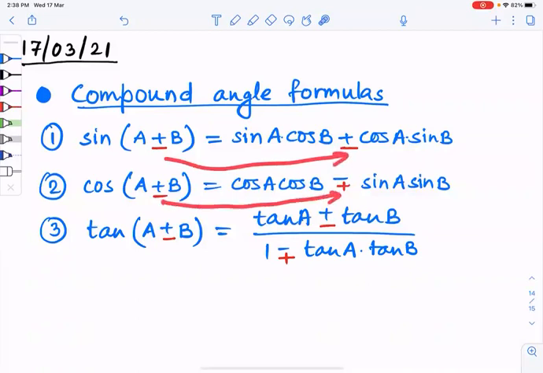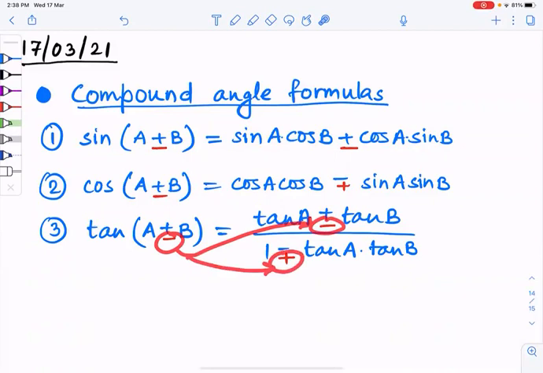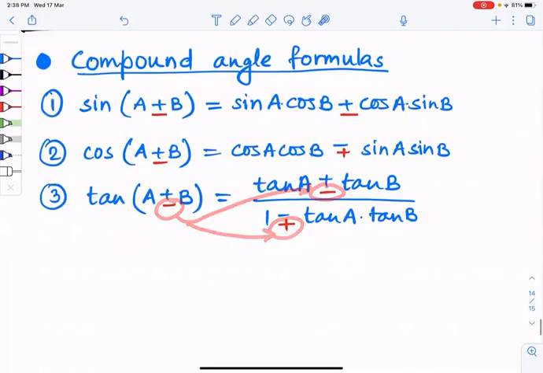For the minus sign, I have written with a different ink. Try to remember it that way. So if I have tan A plus B, I will have plus here and minus here. And for tan A minus B, I will have minus here and plus here. These are compound angle formulas.